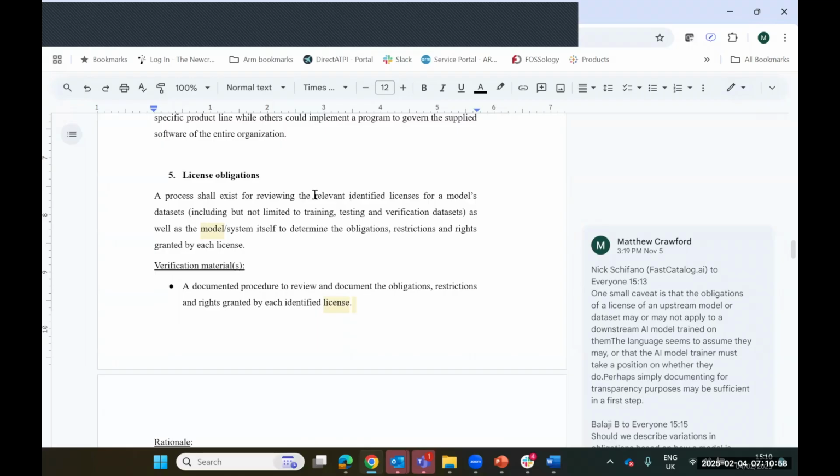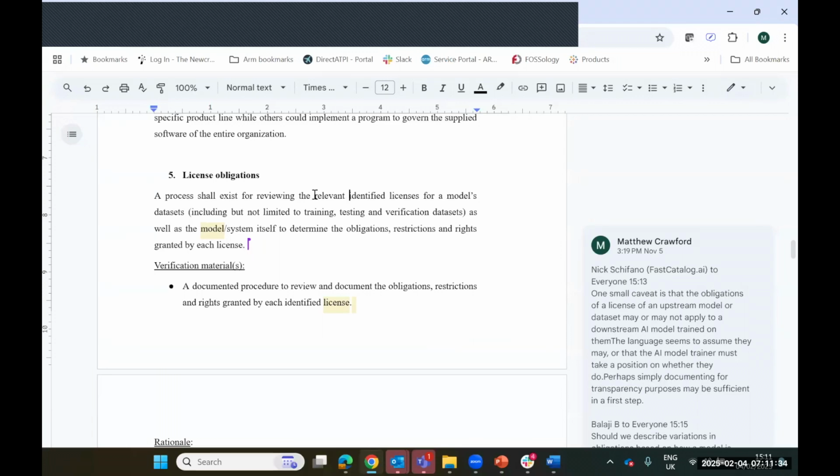Maybe because I've read this too many times, does this actually state that we are required to meet those obligations? It just says a process shall exist for reviewing the now relevant identified licenses for the model, as well as the model system itself, to determine the obligations. We don't have to do anything with those obligations. To your point, if it's an internal one, I think Nick said, you may not have any obligations, but somebody's obviously in this area.